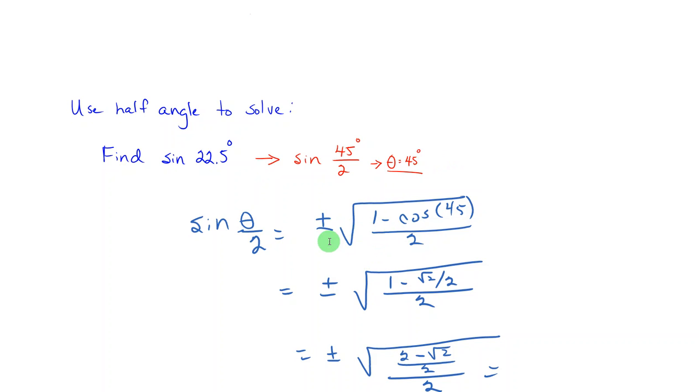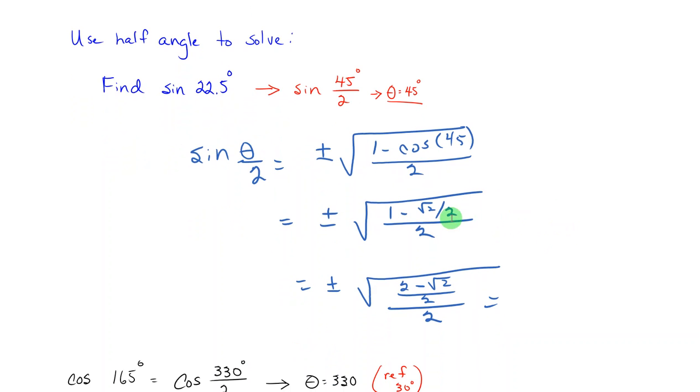So the formula is plus or minus square root of 1 minus cosine of 45. Cosine of 45 is square root of 2 over 2. So I have 1 minus that over 2. I have to make that a 2 if I'm going to combine these. So I have 2 minus the square root of 2 over 2, if I'm trying to make this top one fraction, and then over 2.